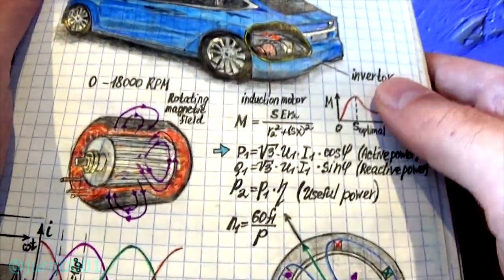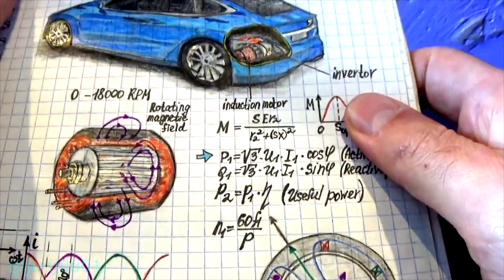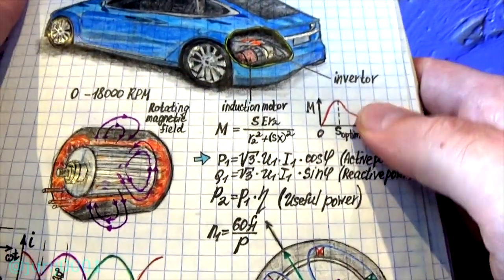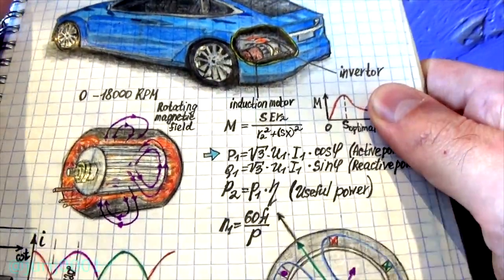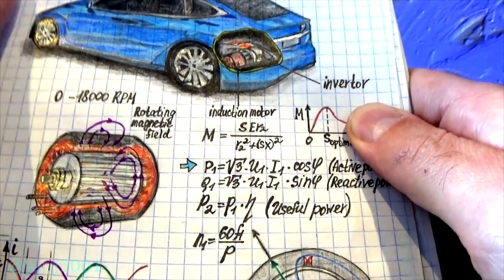So the next note is a little bit about the Tesla car, more precisely about an electric motor which is called a three-phase asynchronous motor with a short-circuit rotor. These are the engines found in Elon Musk's Tesla car.